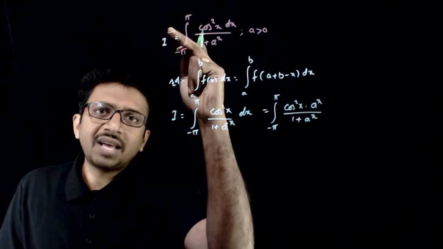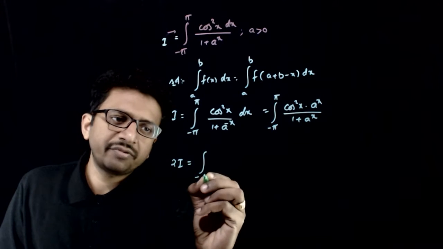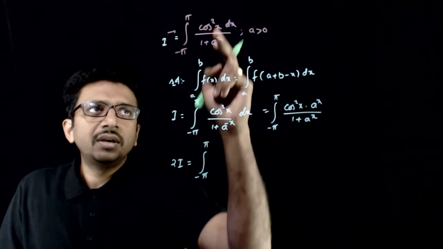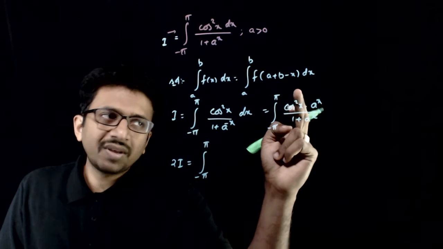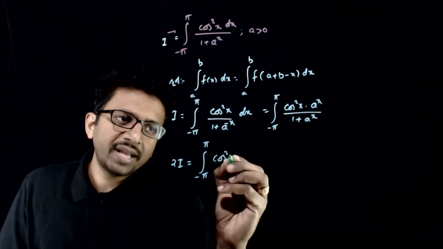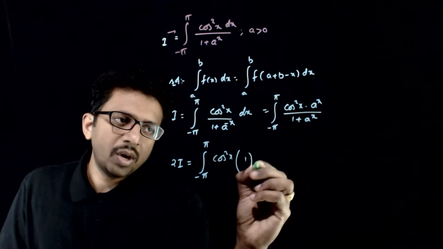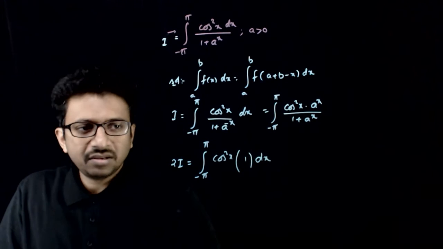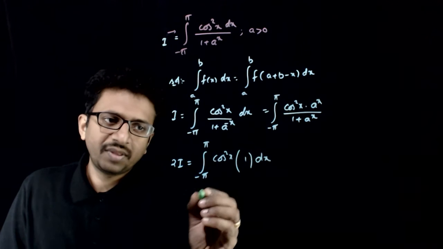So now I'll add these two equations. So 2I is equal to integration from minus pi to pi cos square x by 1 plus a power x, plus cos square x into a power x by 1 plus a power x. If I take cos square x as common, you get 1 plus a power x by 1 plus a power x, which is 1, dx. So 2I is nothing but integration from minus pi to pi cos square x dx.